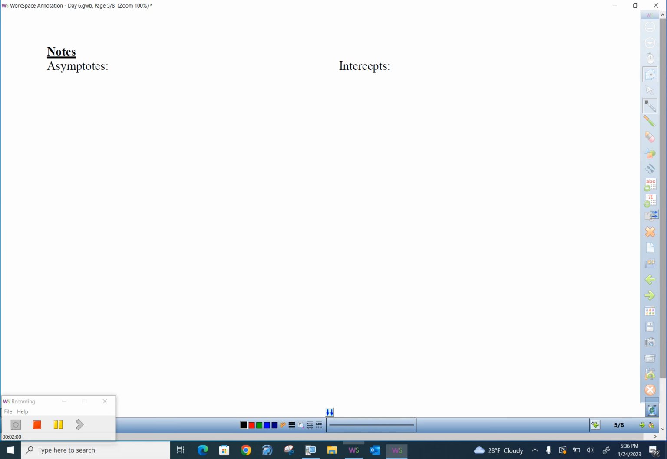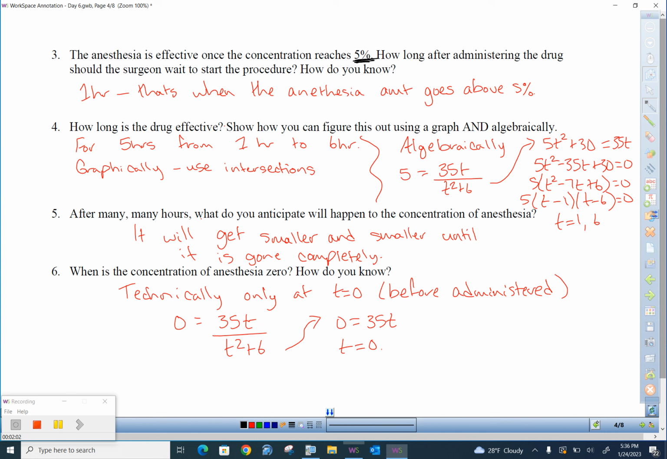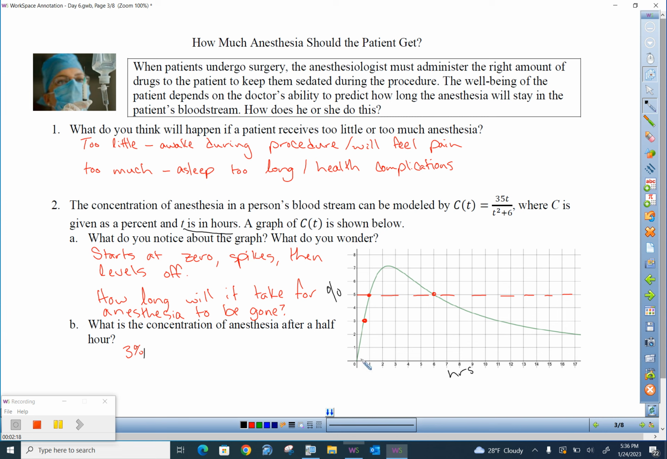Oop, a little too far there. So if we go talk about that graph a little bit more, there were 2 questions being asked. Okay, the first one was, what was the concentration at a half hour? And we talked about that being 3%. And then another thing dealing with the graph is when it reaches 5%. So I'm going to go back and talk about those 2 items. Okay, the half hour is right here up at the value of 3%.